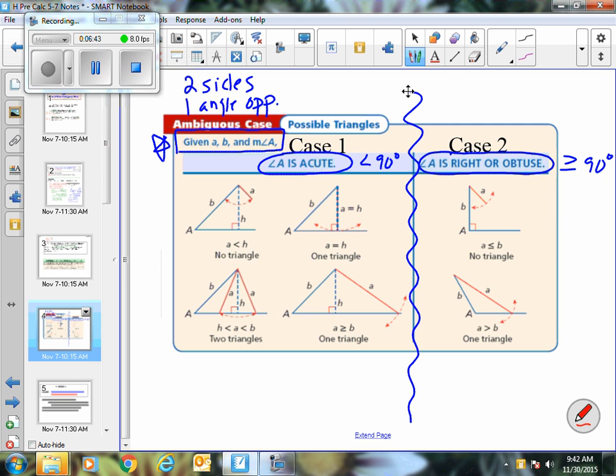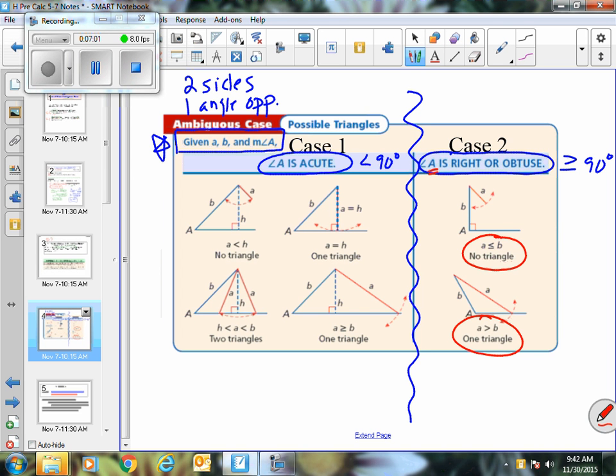Okay, well, here's the 2 possibilities then. If that side A in this case, because I'm given angle A, is shorter or equal, there's no triangle. It has to be the longest leg, so it's physically impossible to draw it. If that side A is bigger, there's 1 triangle, then it actually works. You can actually draw it.